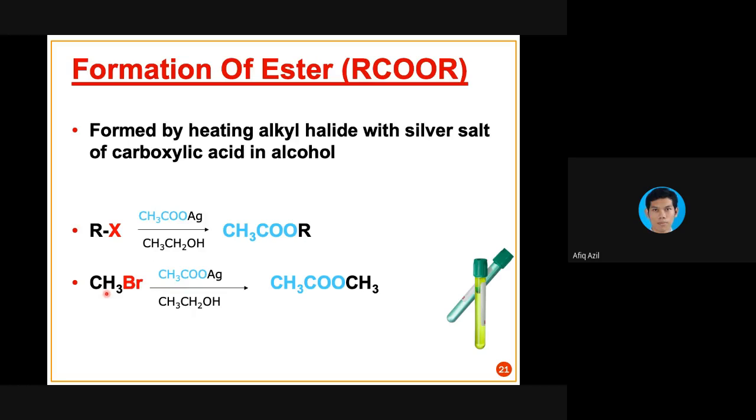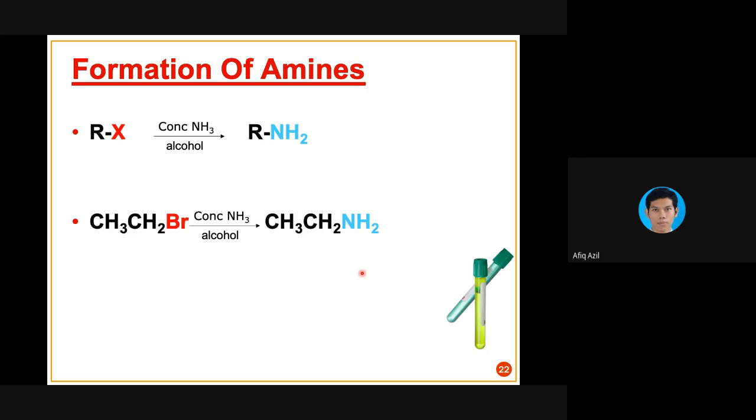Example here we have bromomethane mixed with silver ethanoate, and then you will get this new ester structure. And you can also form amines. So amine is any R group that is bonded to NH2 or NHR. Okay, the amine will be covered in the last chapter. So not to worry.